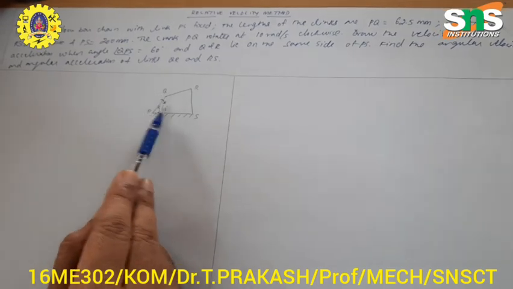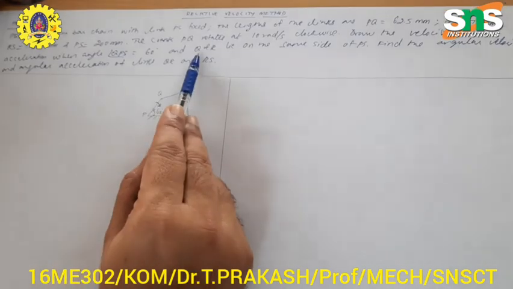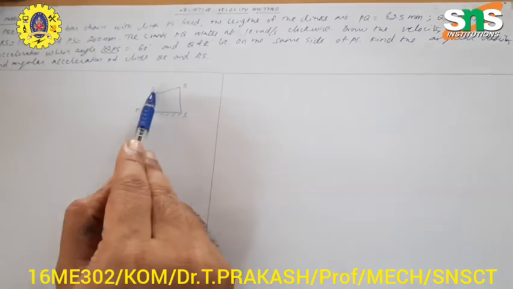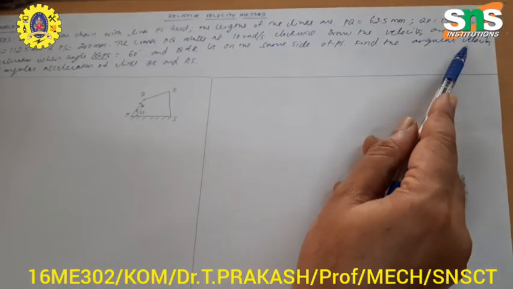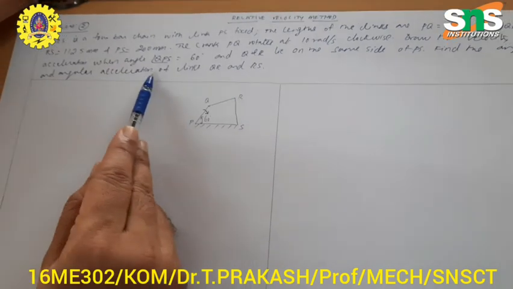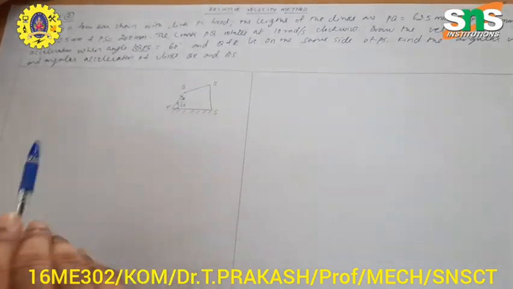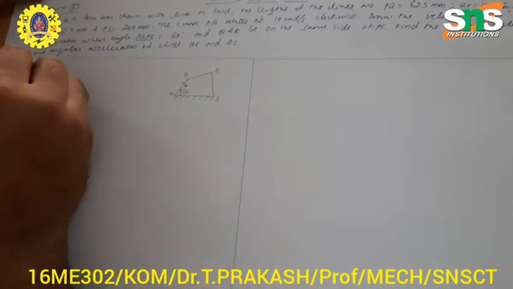The angle QPS is 60 degrees, and Q and R lie on the same side of PS. Find the angular velocity and angular acceleration of the links QR and RS. Okay, first you write the given values.